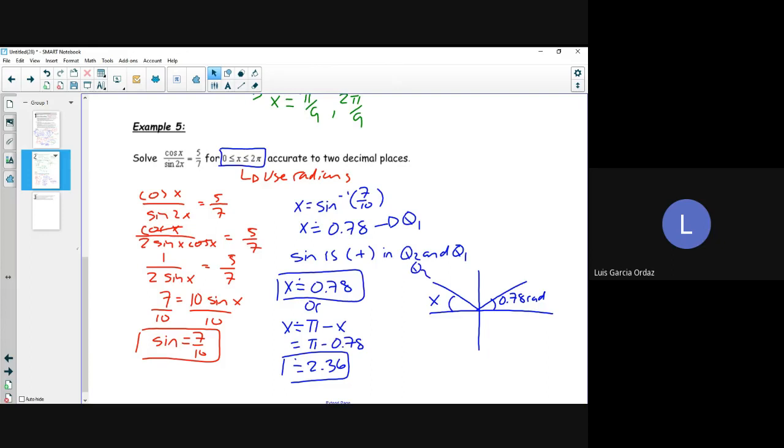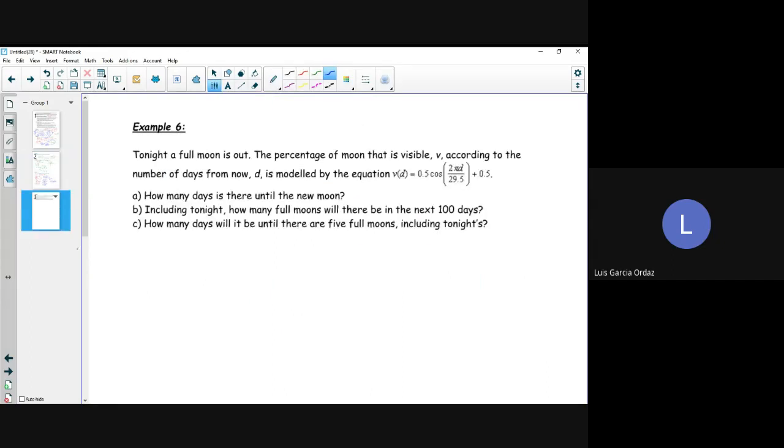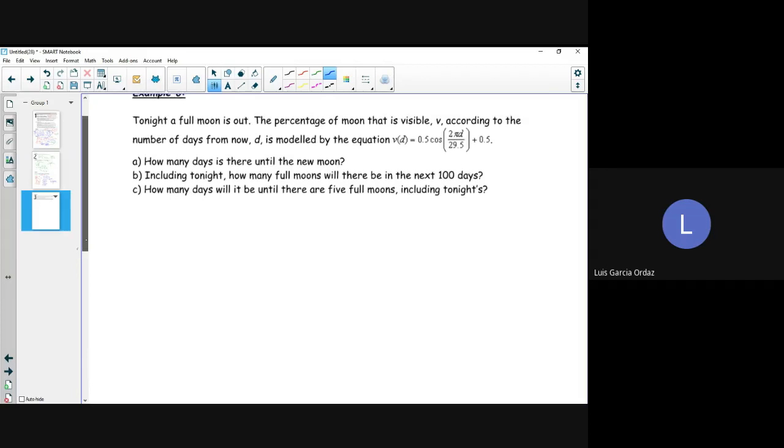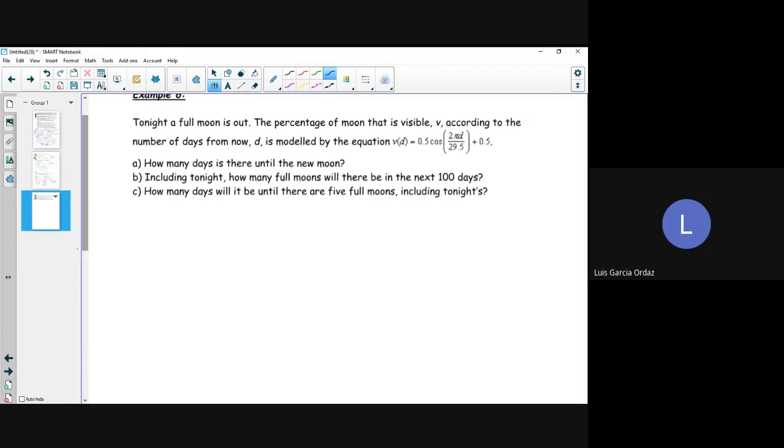Okay, so let's just do the last example and then you guys will get a break. So this is a word problem. Tonight is a full moon. The percentage of the moon that is visible, V, according to the number of days from now, D, is modeled by the equation V of D is equal to 0.5 cos of 2 pi D over 29.5 plus 0.5.